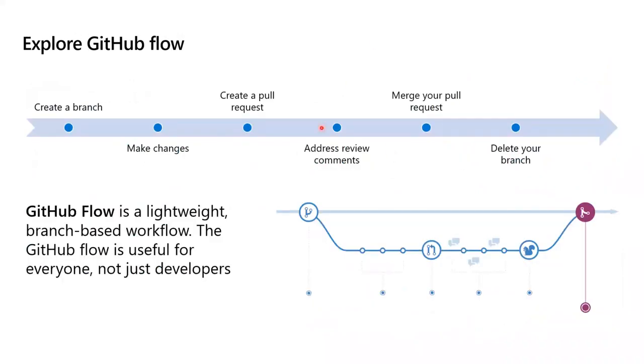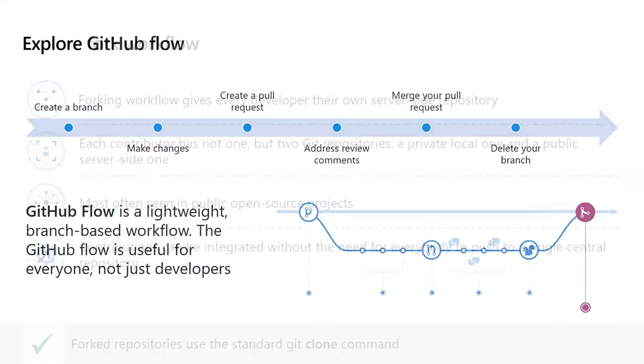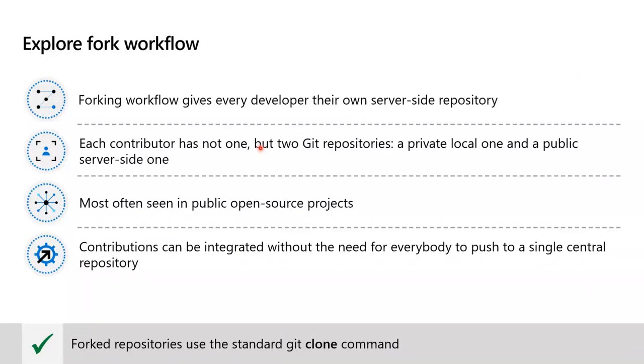What else? As I mentioned, GitHub Flow is a lightweight branch-based workflow where we are working with different branches, and just when that change is completed, we can merge it with our main branch. So the forking workflow gives every developer their own server-side repository. Each contributor has not one but two Git repositories, a private local one and a public server-side one, most often seen in public open source projects, and contributions can be integrated without the need for everybody to push to a single central repository.